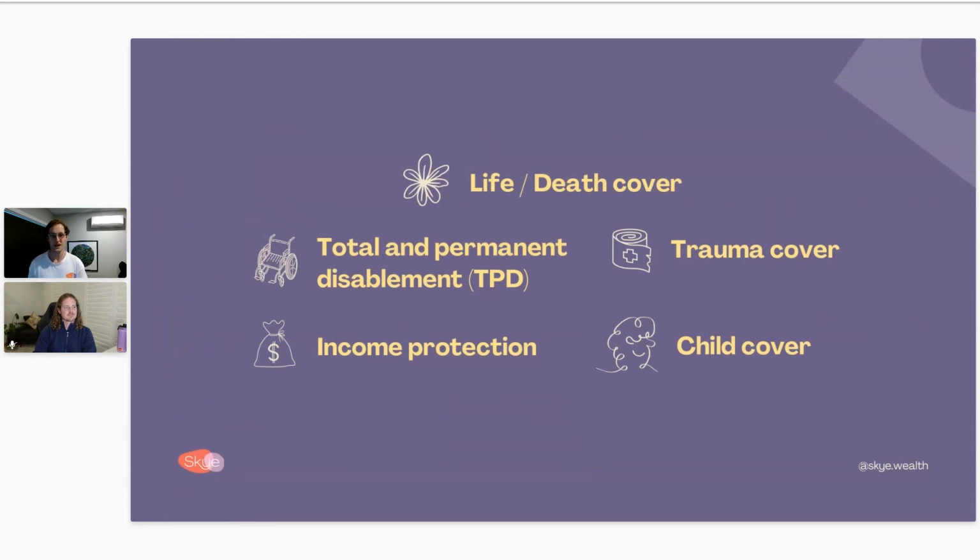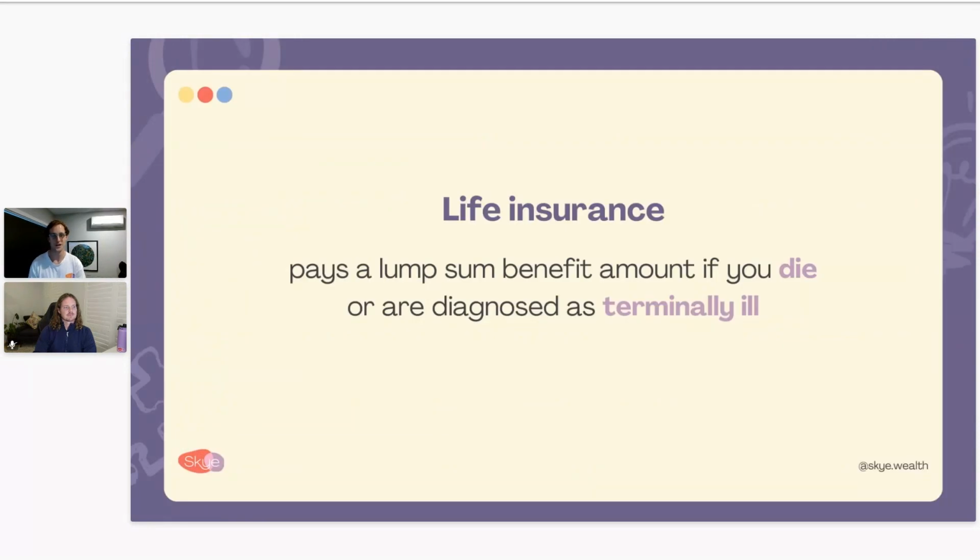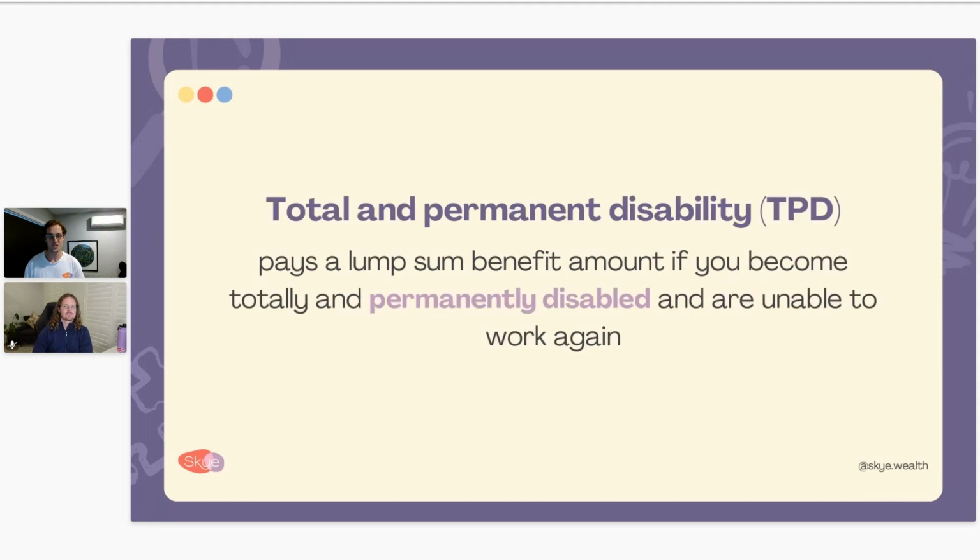So what does each of those cover? We've got a few slides on those. Our first one is life cover. It pays out a lump sum amount of money if you were to die or be diagnosed as terminally ill. For the most part, it's have you passed away? Let's get the death certificate for a claim and send that off to the insurance company or the super fund, whoever your insurance is with. It's usually a relatively straightforward process.